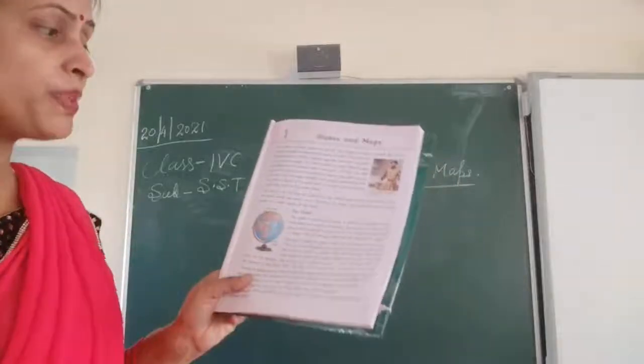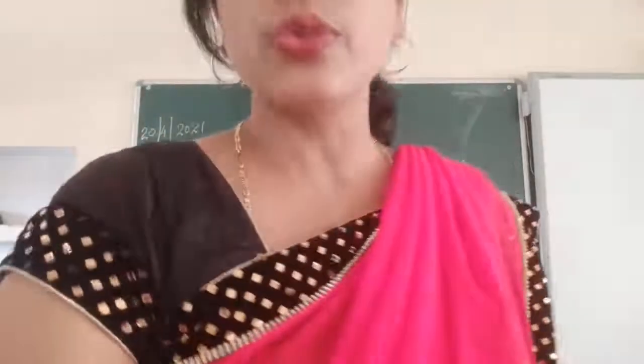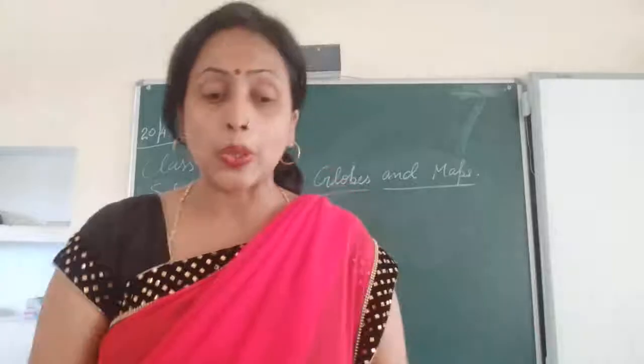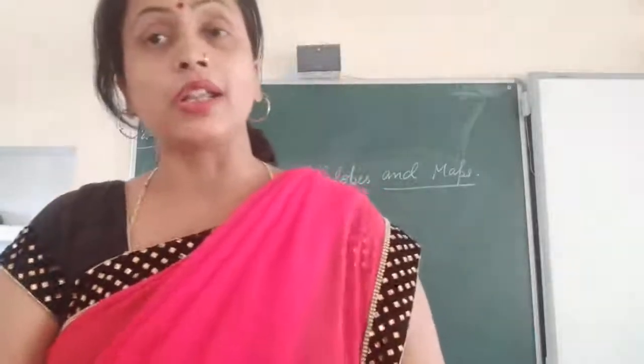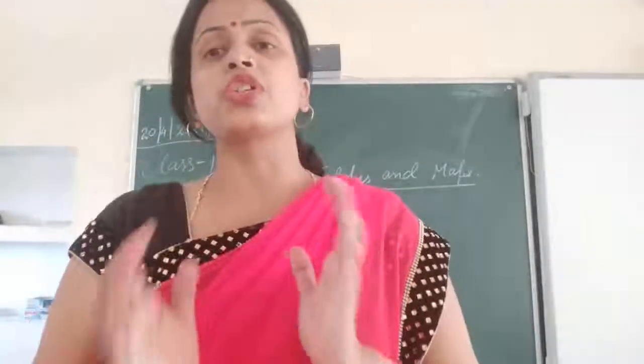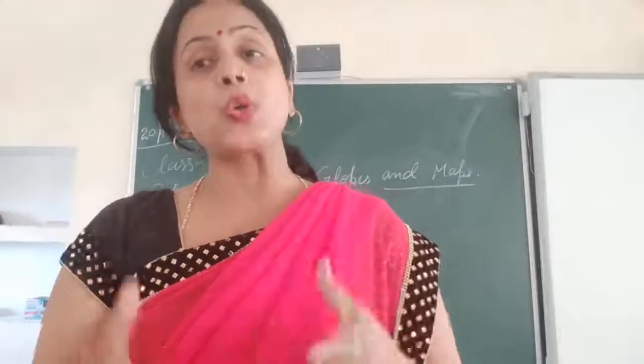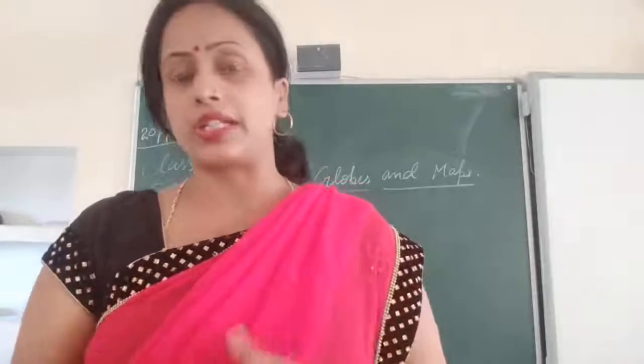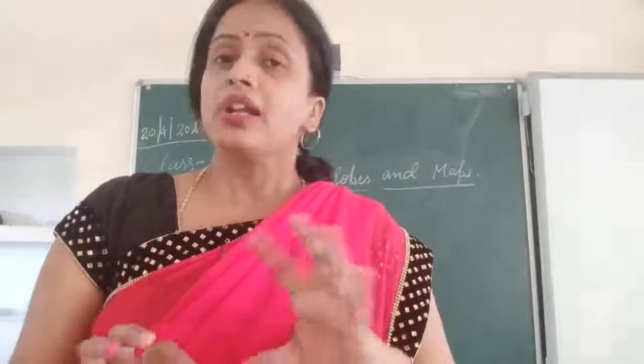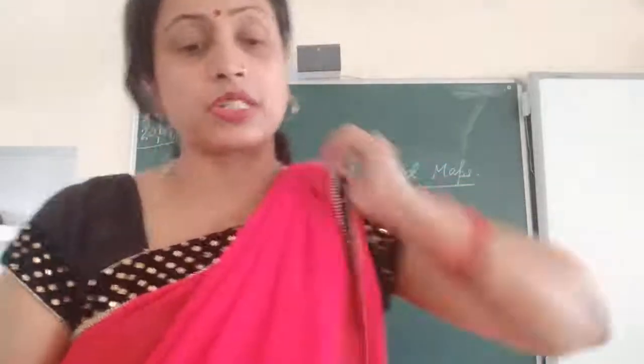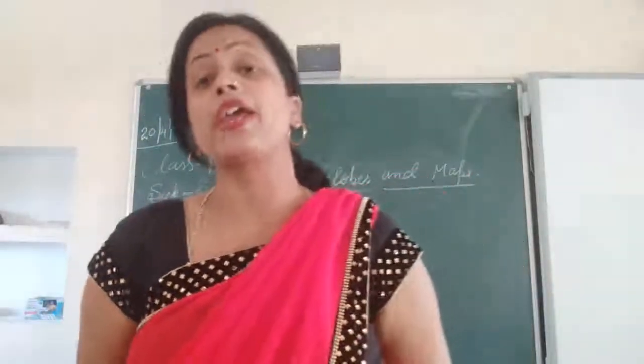Here the globe is spherical in shape, and it shows the position of the continents and oceans accurately. It helps us to know the position of the continents and oceans perfectly. Okay, so now we will start the chapter. First, the earth is a planet where we all live.